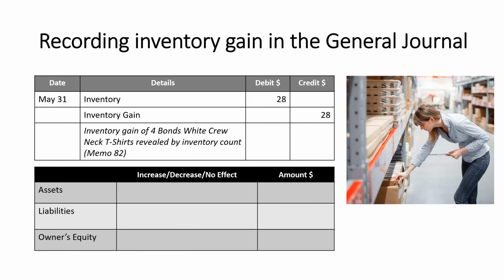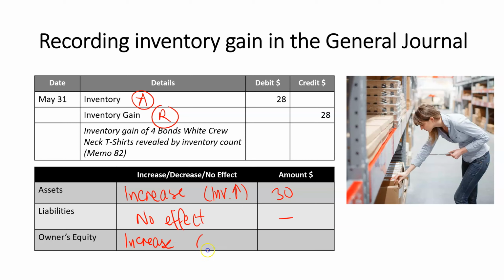So what's the effect on the accounting equation? So we know that inventory is an asset, inventory gain is a revenue. It's the same effect in terms of the accounts as under identified cost. There is no effect on liabilities. We have an increase in assets because inventory is increasing, and we have an increase in owner's equity because when revenues increase, net profit is going to increase, and that's going to be of $28 as well.